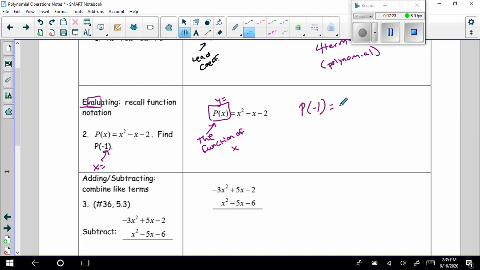P of -1 equals (-1) squared minus (-1) minus 2. All right, well, (-1) squared is +1, minus negative is +1, minus 2. Those are all going to add together and cancel out. P of -1 equals 0.